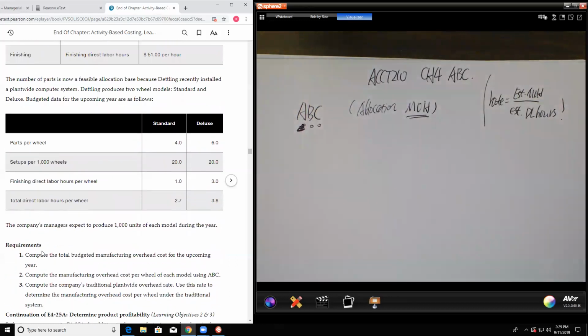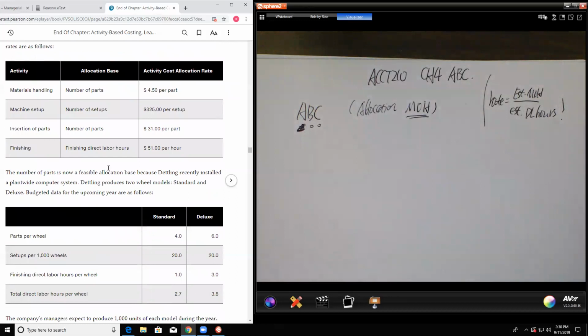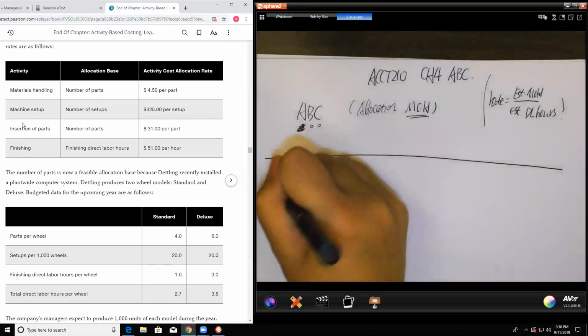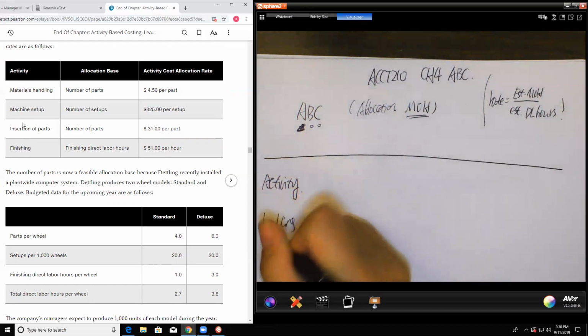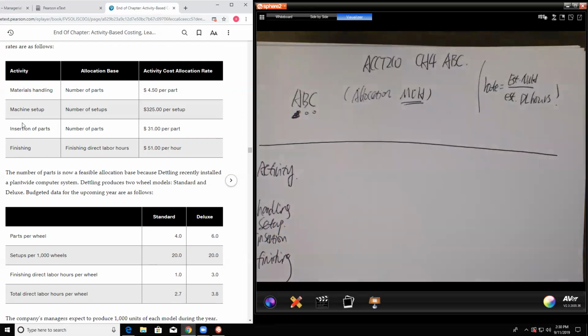Okay, the first one, so we have the two parts, right? And then we said we base it on each activity. So I put it here. Sorry, you cannot see. We have these 4 activities. Basically you have the handling, I'm sorry, I'm writing, you have the setup, you have the insertion, and then you have the finishing. So you analyze that the company has these 4 activities.